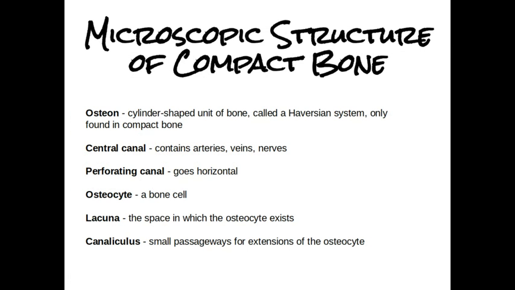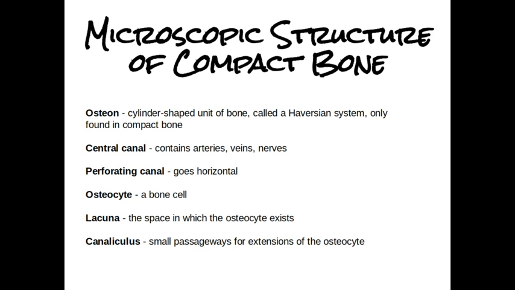Okay, some structure of the compact bone. So you have what's called an osteon. This is the cylinder-shaped unit of the bone. They also call it a Haversian system, and it's only found in this type of bone.